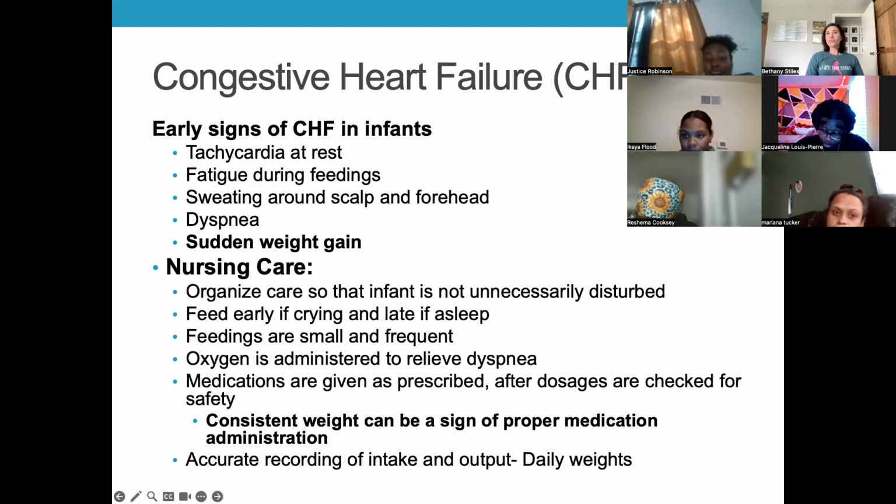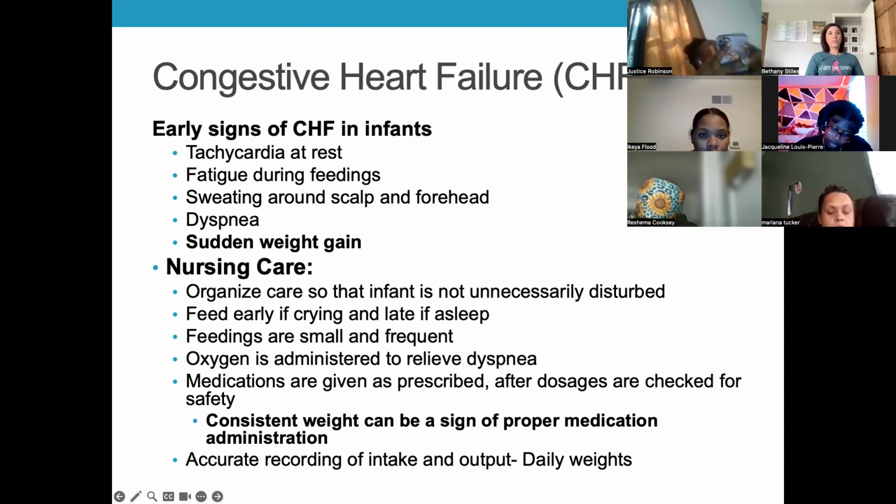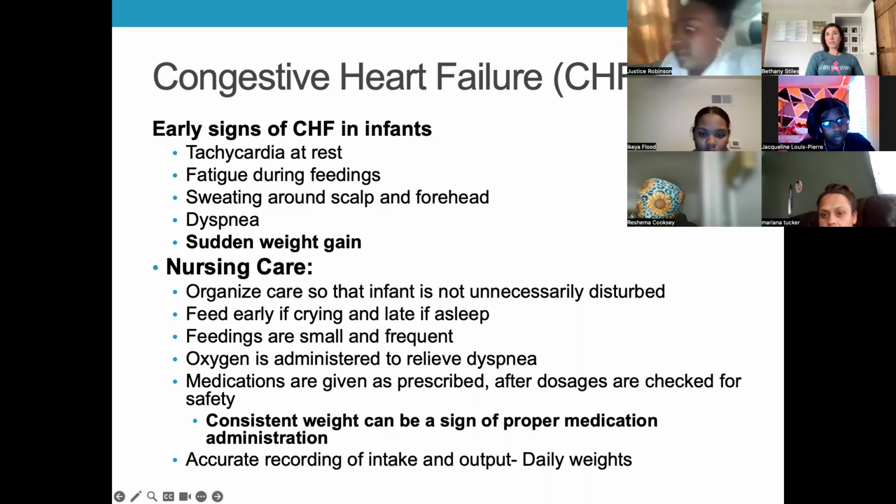So it's really important that we do daily weights on our congestive heart failure patients, because that's going to be one of the easiest indications that something is going wrong. We want to make sure that we're organizing our care so we give them long periods of rest where they're not going to be disturbed. If they're awake ahead of their feeding schedule, we want to go ahead and feed them, optimize that time that they have the most energy, and then make sure that we're doing those small frequent meals. They might eat way more often. They might eat every 2 hours instead of every 3 or 4, just because they don't have that stamina.